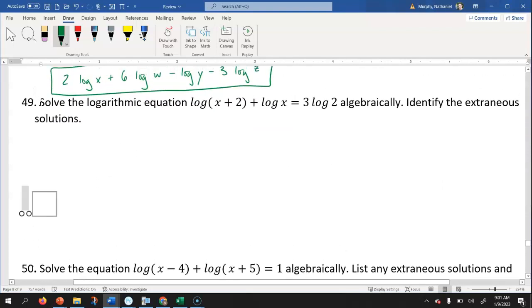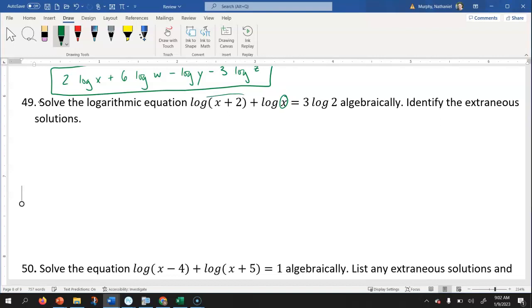All right, number 49, solve the logarithm equation. Now this one, if you notice, the previous logarithm equation that you did in number 46 just had a single log. Well, here we have multiple logarithms. So what we're going to do is combine these logarithms on one side as a single logarithm. So since we're adding, we're going to multiply those values. So when I write this as a single logarithm, it'd be the logarithm of x plus 2 times x equals, and then on the right side, I'm going to write that as log of 2 cubed. Or you could say log of 8.